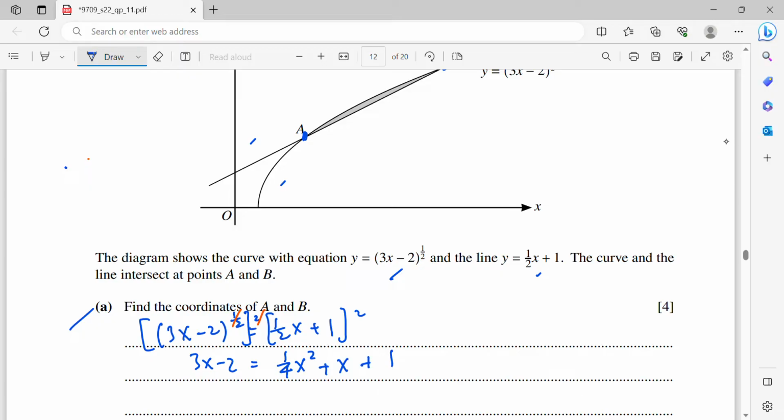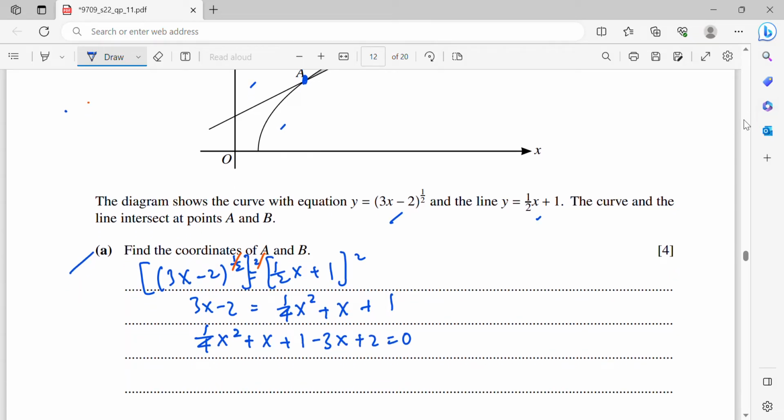So now I move all the terms to the right hand side. It becomes 1 over 4x squared plus x plus 1 minus 3x plus 2 equals to 0. Okay, so from here, 1 over 4x squared plus x minus 3x is minus 2x. Plus 1 plus 2 is plus 3 equals to 0.